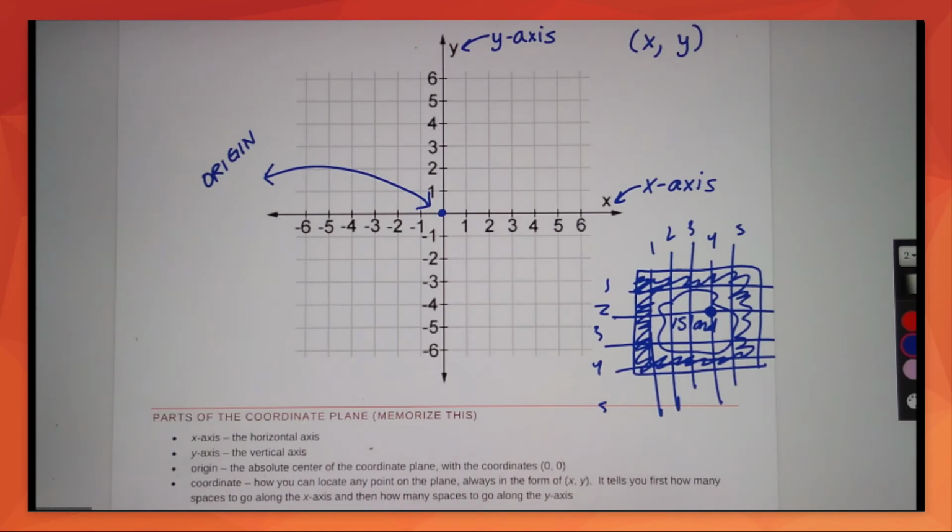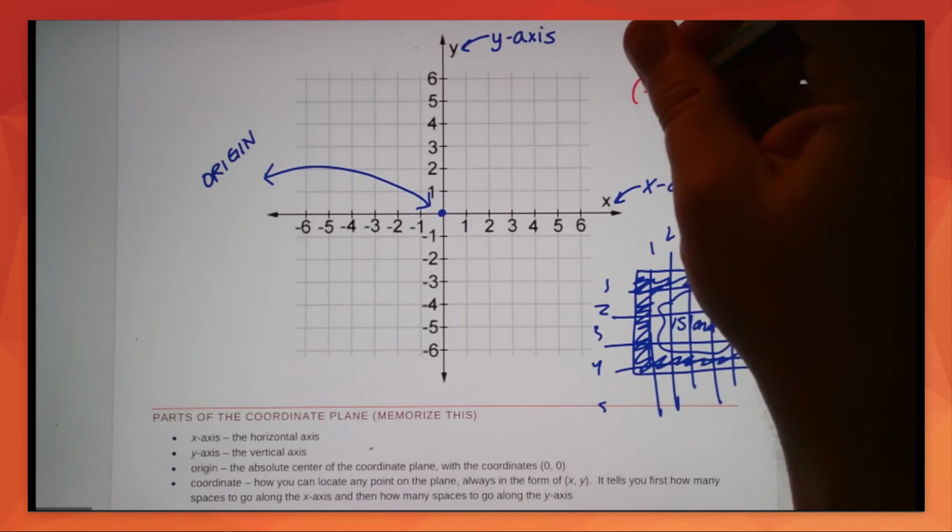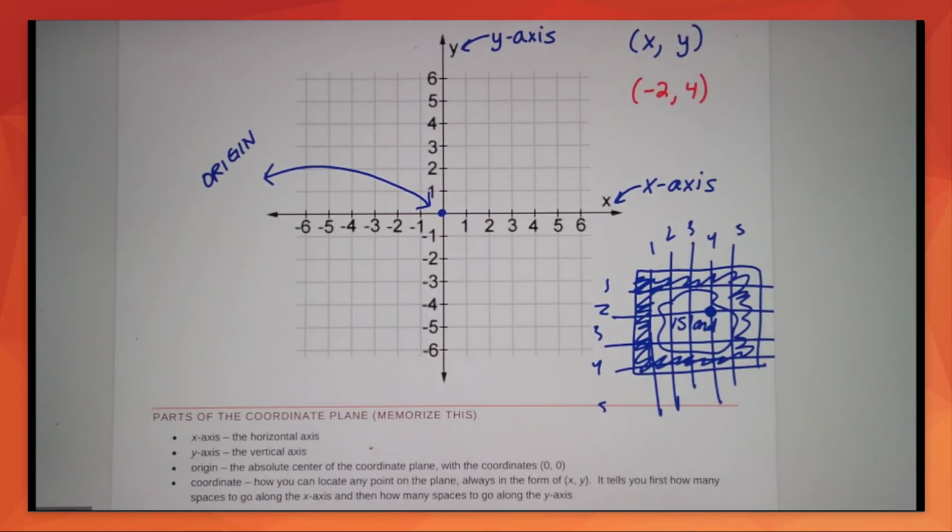Okay? So let's use a different color, and let's say I give you a point that said -2, 4. How do you plot this point? Where is this on this quote-unquote map of this coordinate plane?